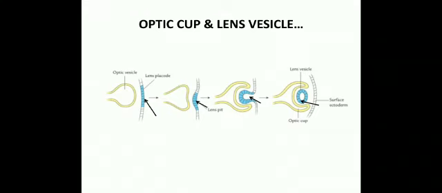As the lens vesicle is being formed, the optic vesicle begins to invaginate to form the double layered optic cup. So, the margins of the optic cup grow and enclose the lens vesicle, that is, the lens vesicle enters into the optic cup.